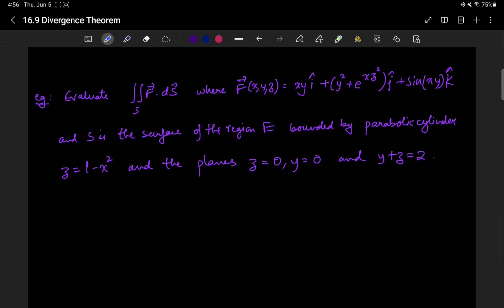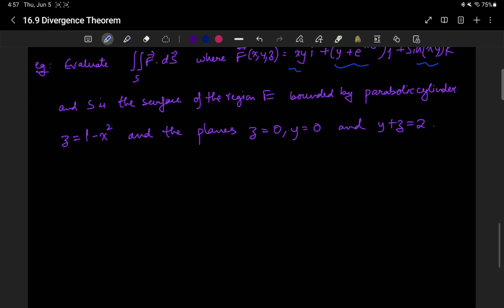Let's look at a second example. Evaluate the flux again. In this case, it's not mentioned as flux, but whenever you have a surface integral of a vector function, it is flux, where the vector field is xy, this stuff, and sine xy. So once again, the idea is, well, you have e raised to some stuff, which is not simple. So it's basically hinting you to maybe find the divergence and hope that that will be something easier.